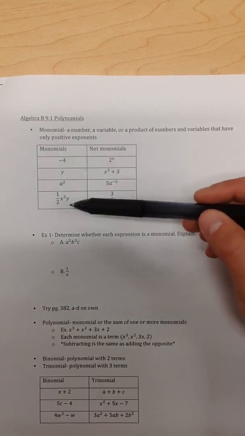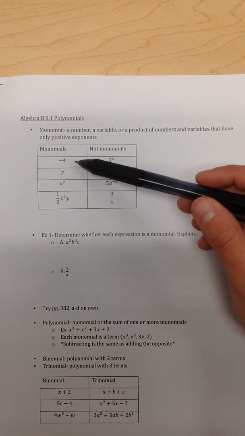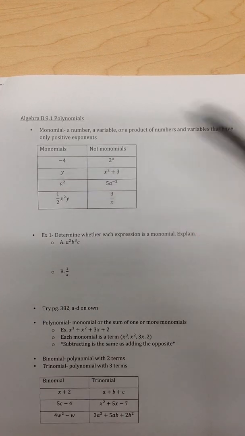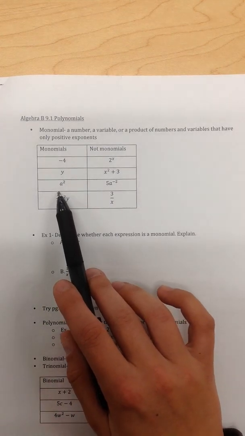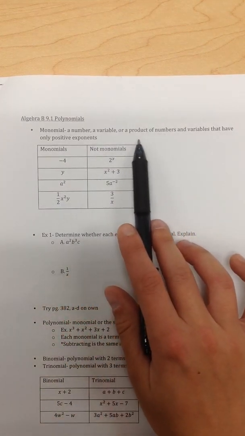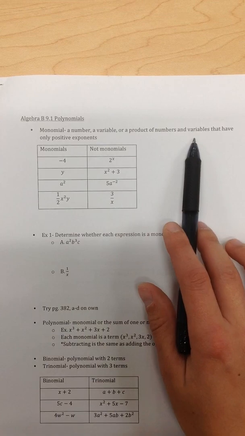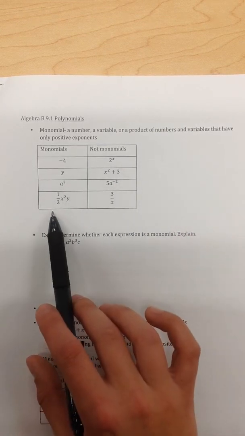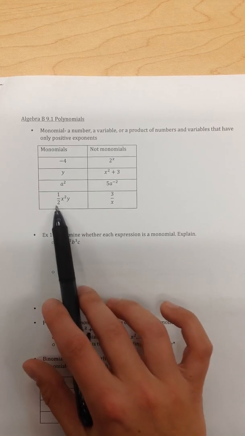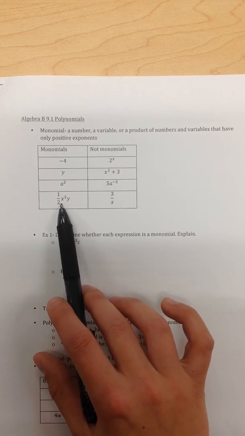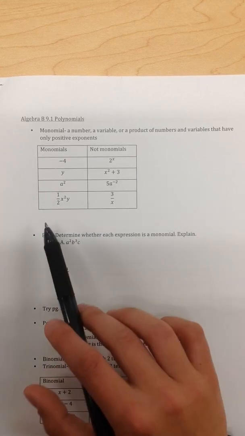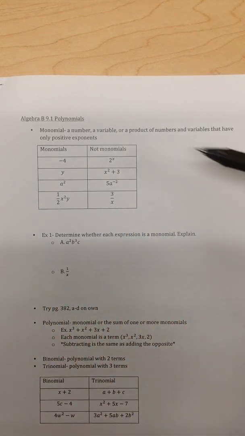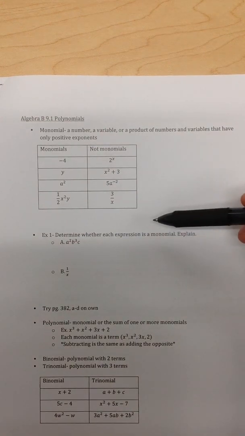Things that would be on the monomial side would be a regular number, like -4, a regular variable like y. We could have something like a squared because that would be a product of variables, since a squared is the same as a times a. So that would be fine. We can also have a number out front like 1/2, then x to the power of 2 and then y, because that's all a product of numbers and variables. Now things that would not be monomials are over here.